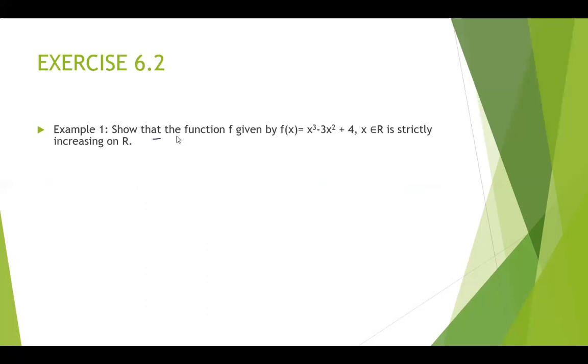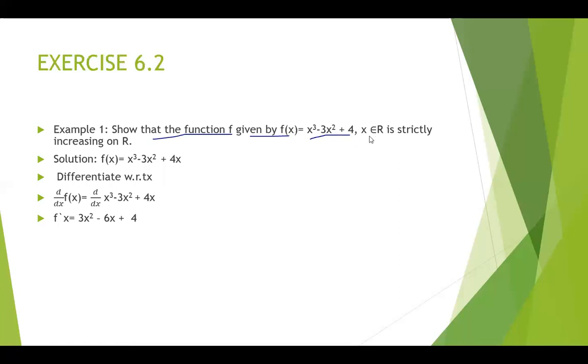Now, take the example. Show that the function f given by f of x equal to x cube minus 3x square plus 4x for x belonging to R is a strictly increasing function on the set of real numbers. f of x is x cube minus 3x square plus 4x. Differentiate with respect to x on both sides. d by dx of f of x: the derivative of x cube is 3x square, minus 3 into the derivative of x square, which is 2x, so 3 twos are minus 6x, plus 4 into the derivative of x with respect to x, which is 1, so we have 4.